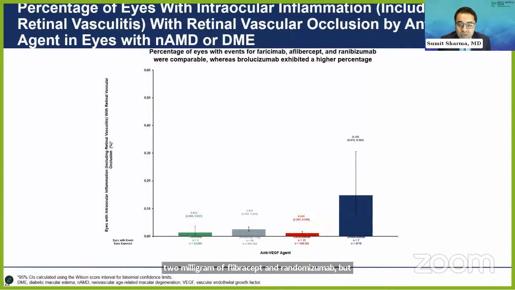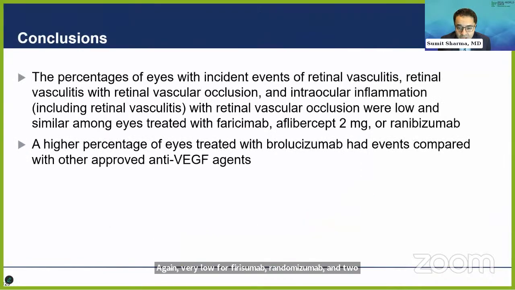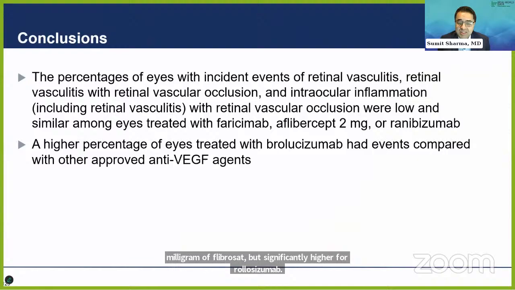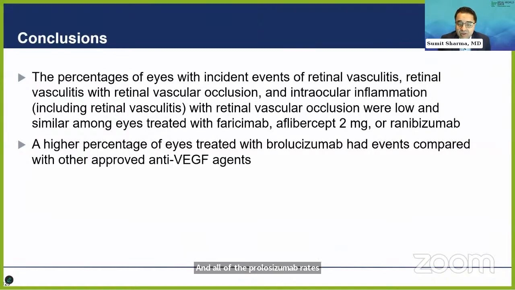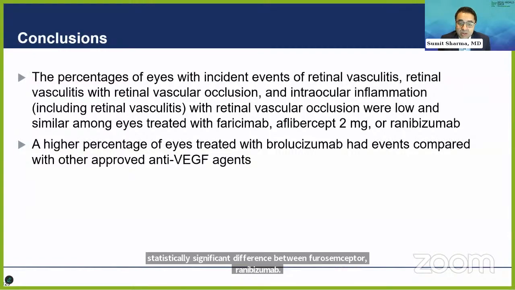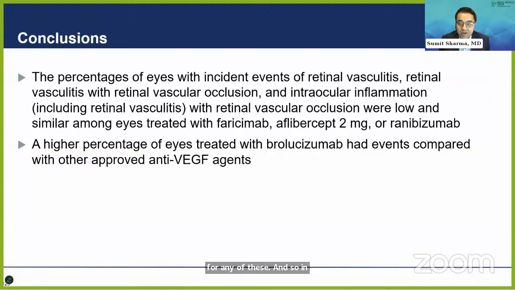And finally, those with intraocular inflammation with retinal vascular occlusion, again, very low for faricimab, ranibizumab, and 2 milligram aflibercept, but significantly higher for brolucizumab. All of the brolucizumab rates were statistically significantly higher compared to either faricimab, aflibercept, or ranibizumab, and there was no statistically significant difference between faricimab, aflibercept, or ranibizumab for any of these. In conclusion, a higher percentage of eyes treated with brolucizumab have events compared to the other approved anti-VEGF agents.